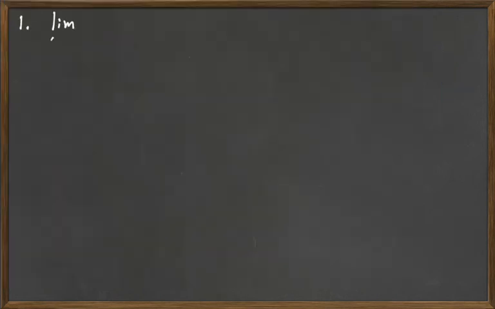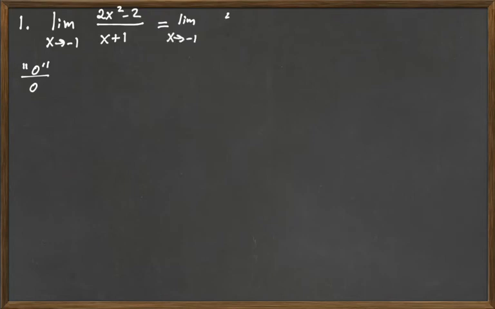So number 1, we have the limit as x approaches negative 1 of 2x squared minus 2 over x plus 1. First thing with limits is try to directly substitute. When we try to directly substitute, we get 0 over 0, and that's indeterminate. So this is exactly what L'Hopital's rule says we can do. We can take the derivative of the numerator and the denominator. Be careful that we're not actually using the quotient rule. We're just taking the derivative of the numerator and the denominator. And so this becomes 4x over 1, and now we can directly substitute, and our limit is -4.